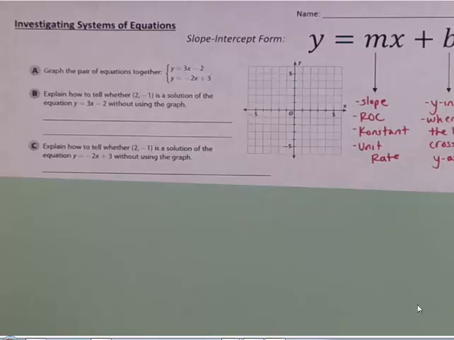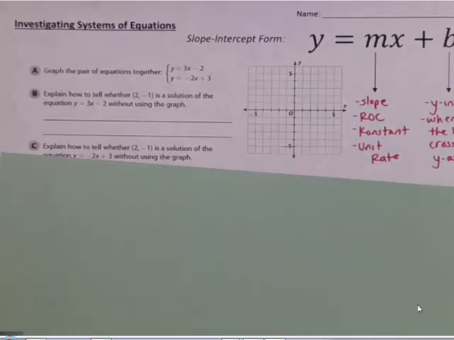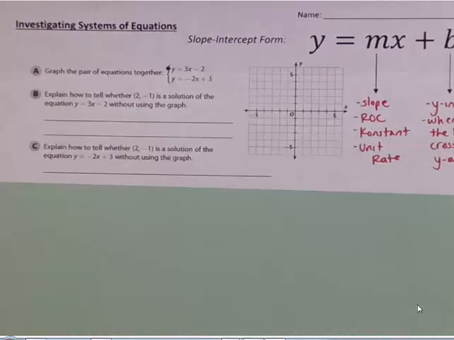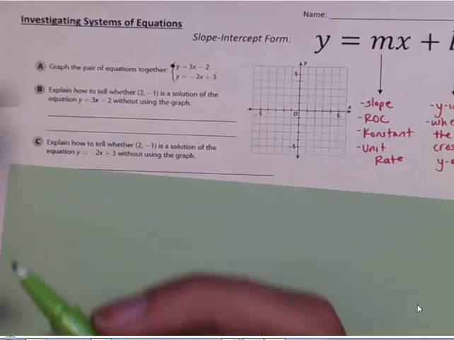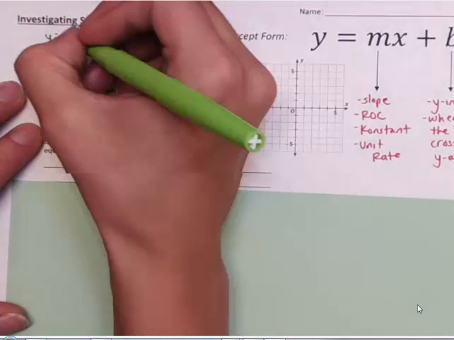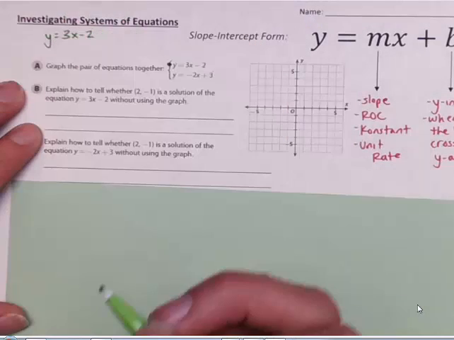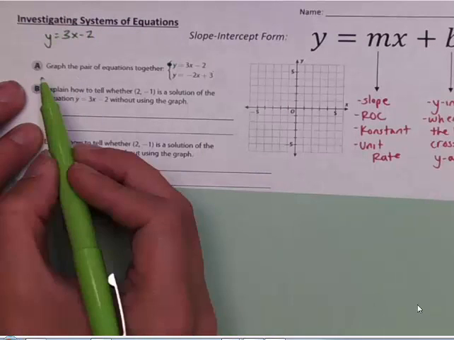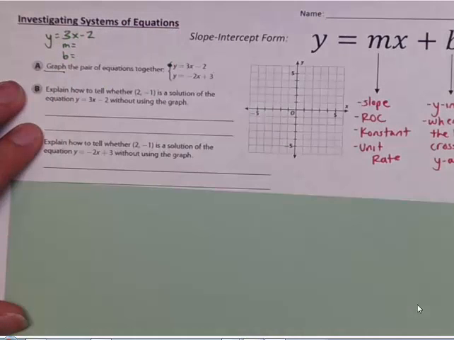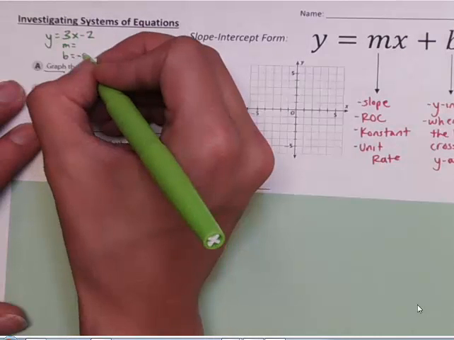So now if we look at this problem, it says graph the pair of equations working together. For this first one, I'm going to use my green marker, and you can use different colors as well because that helps identify since we're going to be all in the same graph. Okay, I have the equation y is equal to 3x minus 2. I need to identify my b and my m so I'm able to graph the pair first. So in this equation, my b, which is my y-intercept, is what number? Should be negative 2. That's where it crosses over the y-axis.